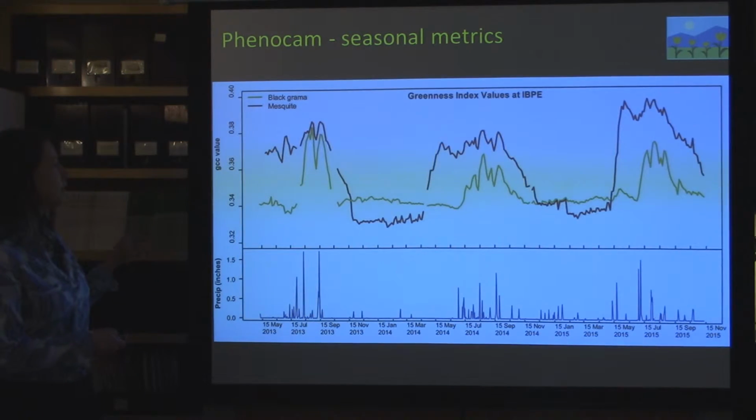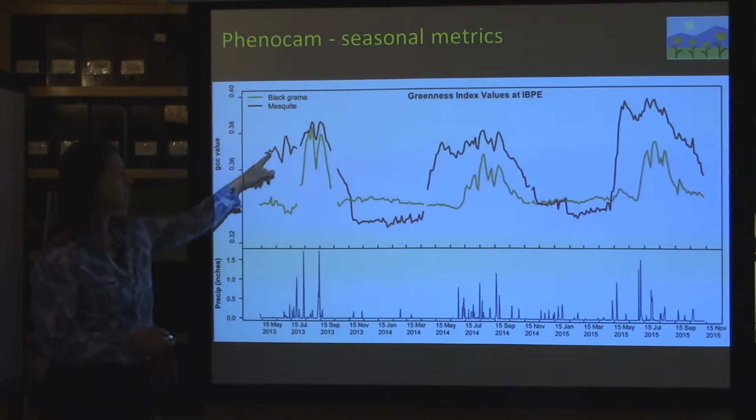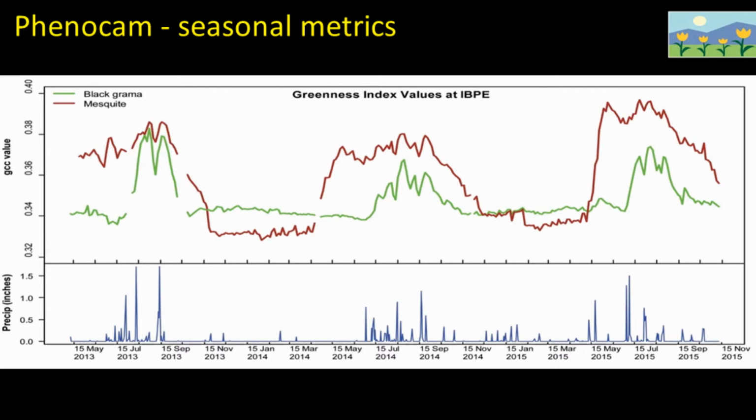So the green and the brown are the lines from the respective species, green being the grass, brown being the shrub, and then the bottom graph represents daily rainfall. And so these are the types of data that we can derive from the phenocams, and this is just a snippet, a subset of the data from one camera.